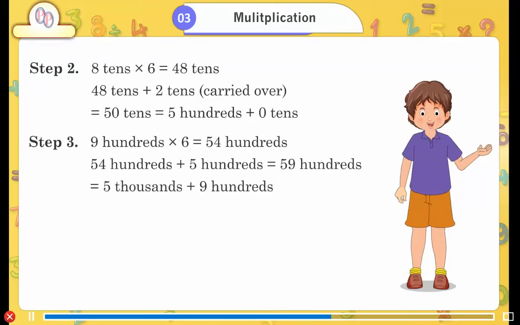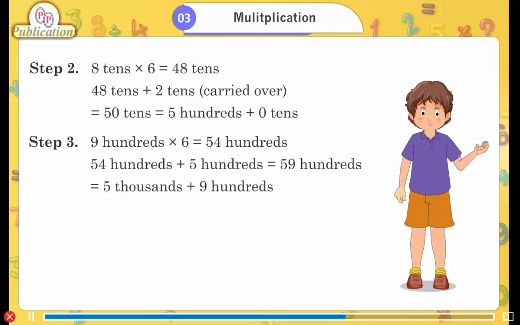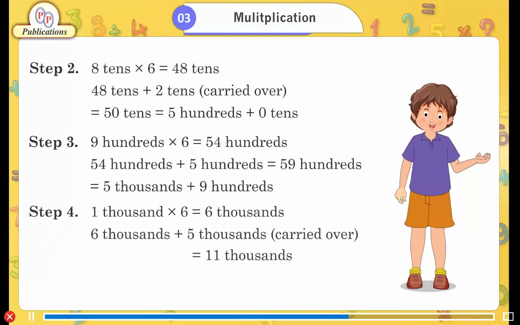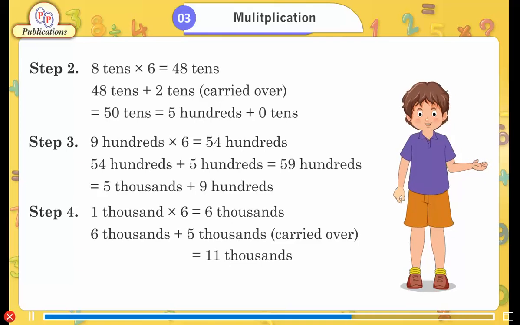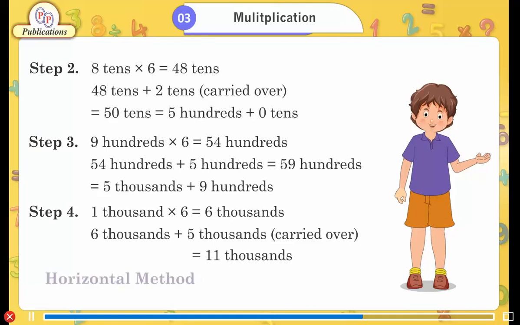Step 3. 9 hundreds × 6 = 54 hundreds. 54 hundreds + 5 hundreds = 59 hundreds = 5 thousands + 9 hundreds. Step 4. 1 thousand × 6 = 6 thousands. 6 thousands + 5 thousands carried over = 11 thousands.